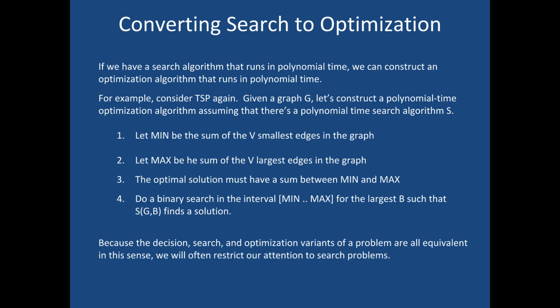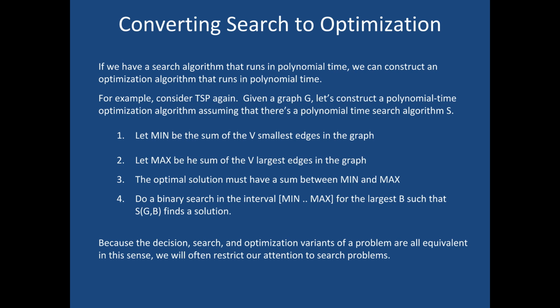So what we've shown now is that if you have an efficient, i.e. a polynomial time solution to the decision problem, you have a polynomial time solution to the search problem. And if you have a solution to the search problem that runs in polynomial time, you can solve the optimization problem in polynomial time.